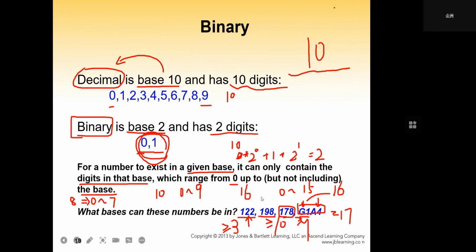So any base is represented as 10 in that base. For example, 10 in decimal is 10, and 2 in binary is 10. So any base, in its own base representation, is 10.